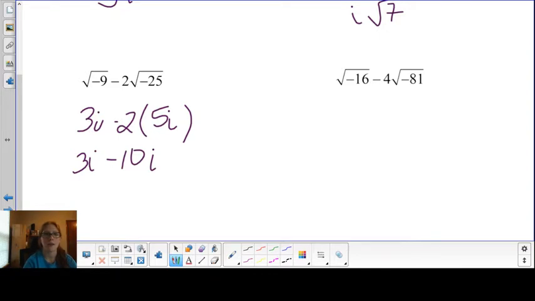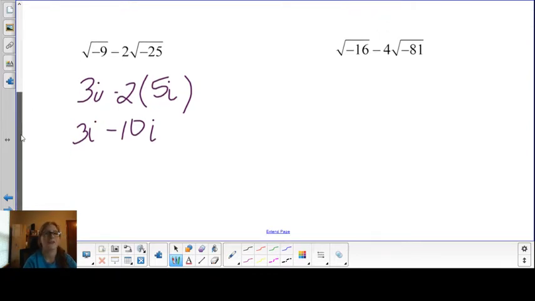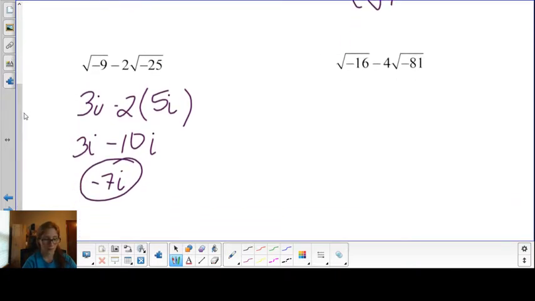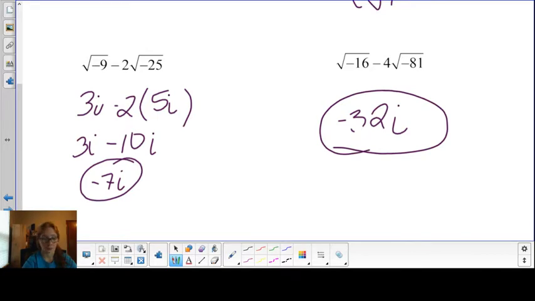And I can treat my complex numbers, my i's, just like I did any variable, whether it be x, y, z, or your favorite letter. So 3 minus 10 gives me -7i. And again, it's not squared, it's not cubed, it's not anything else. It's just by itself. Take a pause. Do this fourth one. You should get a -32i.